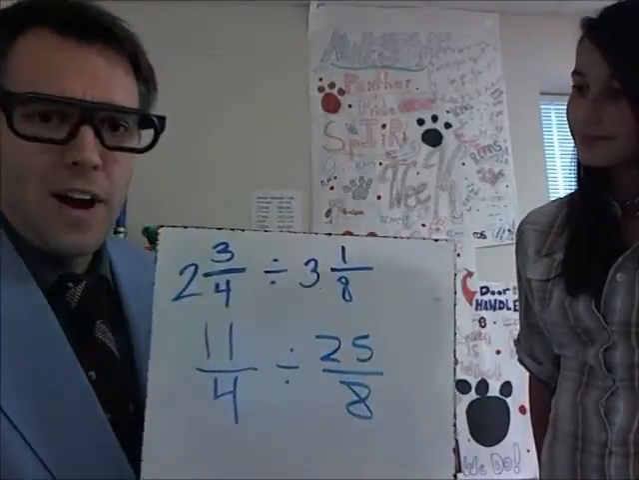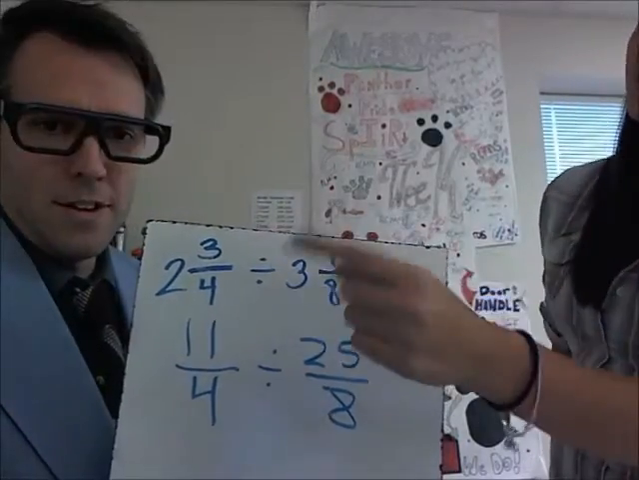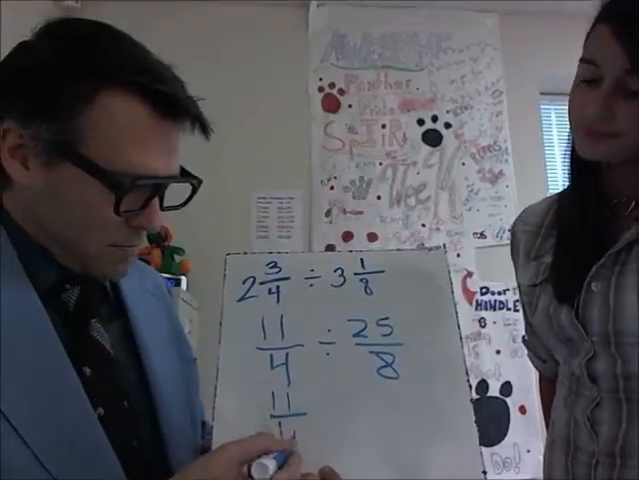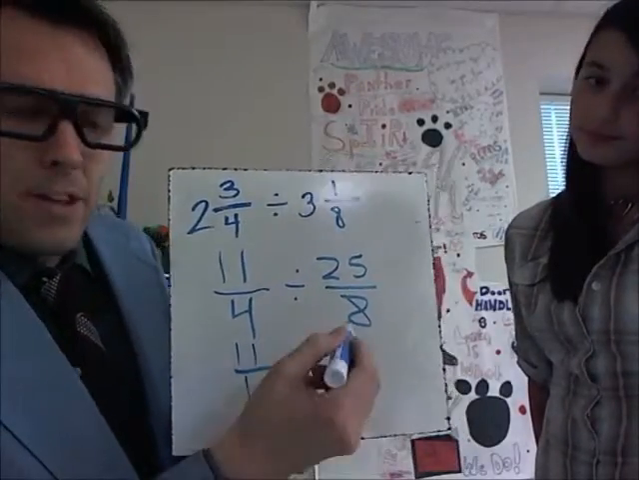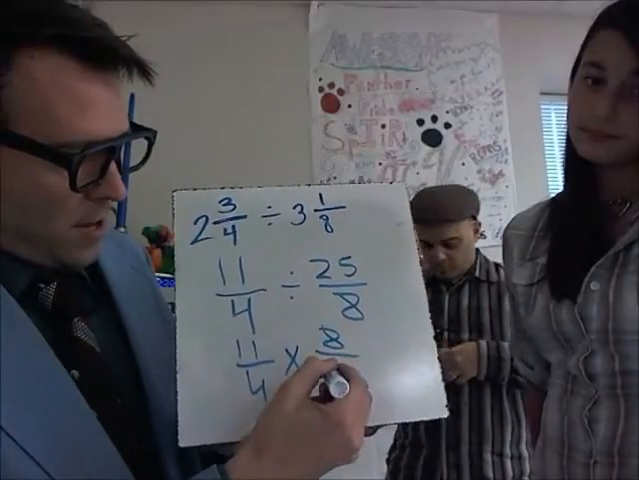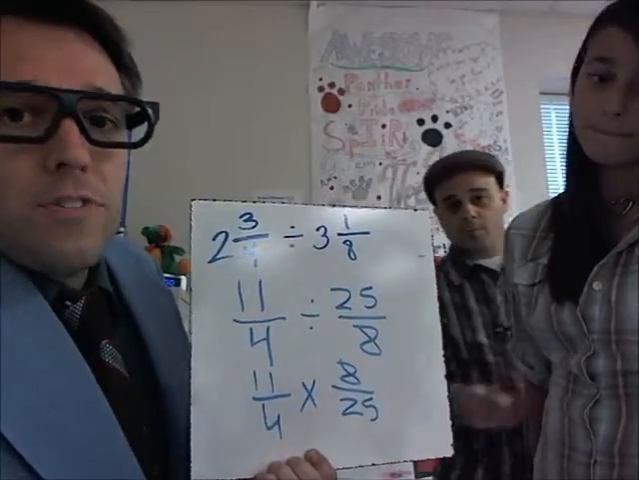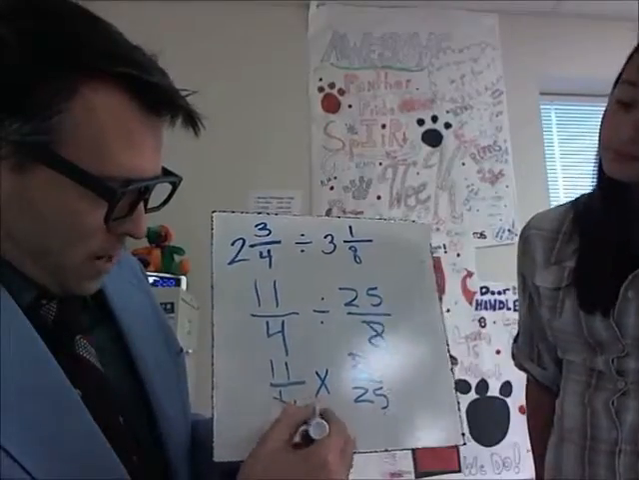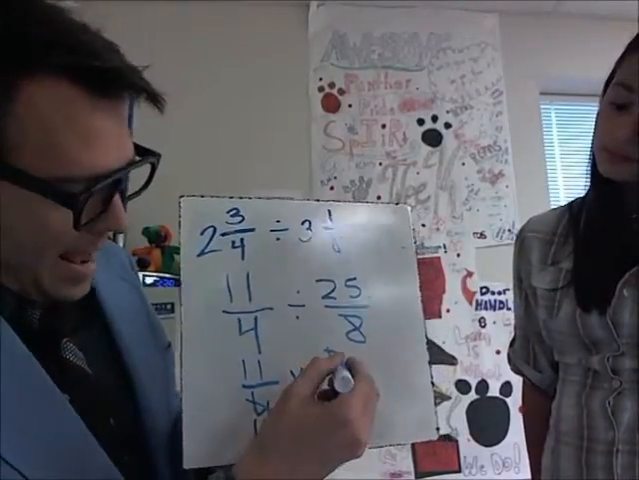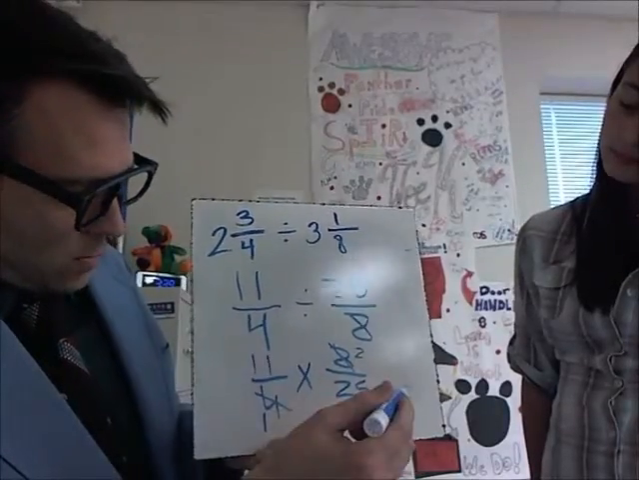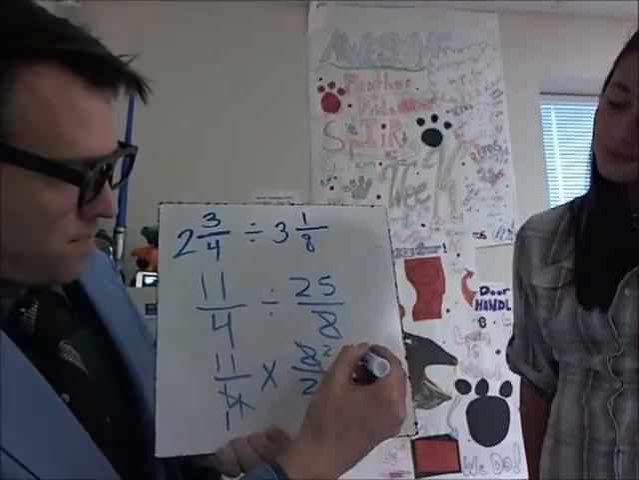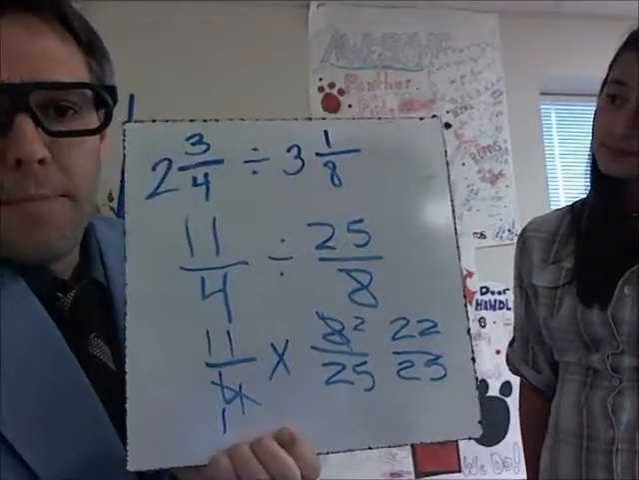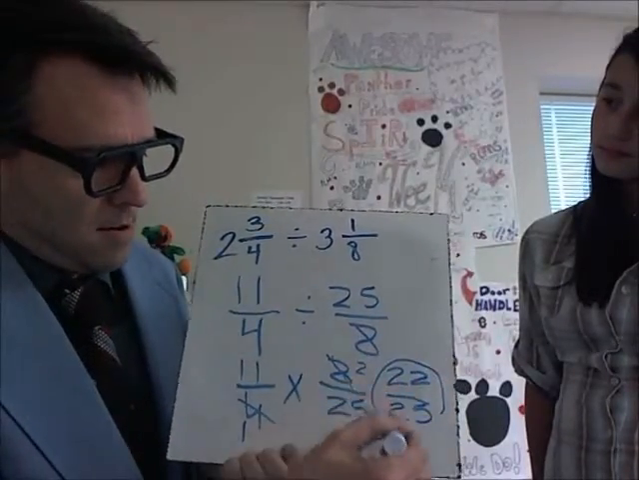Now, Destiny, can I just divide fractions? No, you have to keep the first number, change the sign, and then flip it. That's correct. You keep this as 11 over 4, change the sign to multiply, and flip this to 8 over 25. So, class, you're never going to divide fractions, you're only going to multiply them. Now we can simplify. The 4 can be a 1, because 4 goes into 4 once, and 8 can become a 2, because 4 goes into 8 twice. Just multiply across. What's 11 times 2? 22. And what is 1 times 25? 25. So we get 22 over 25. It cannot be simplified, and that's our answer.